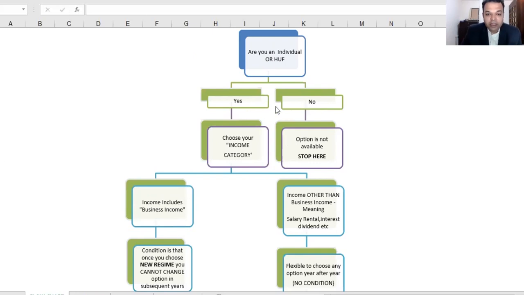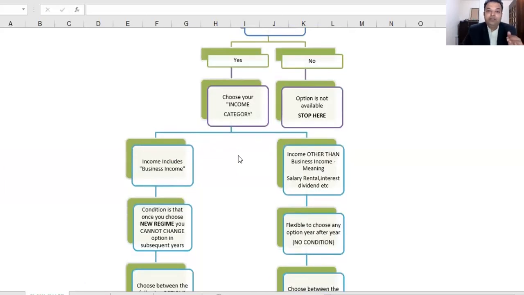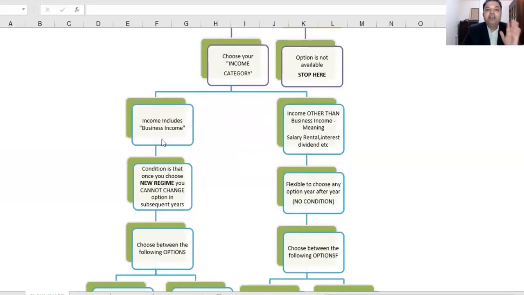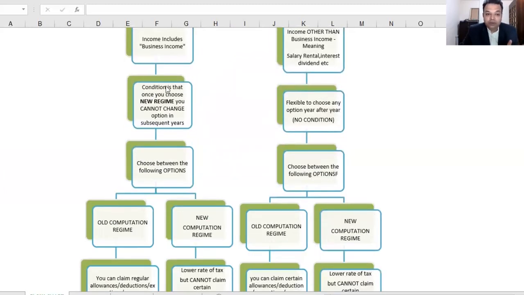So, fine. Coming back to this, friends, you could see that once you are falling under this category, the next parameter which you have to choose after the parameter of whether you're an individual or HUF is your income category. Now, there may be two income categories. The first one, if you see here on the left hand side, is if your income includes business. So after you qualify the first parameter, the second parameter is your income. If a person has business income, in that case, he can choose the new regime. I've written here that he can choose the new regime.